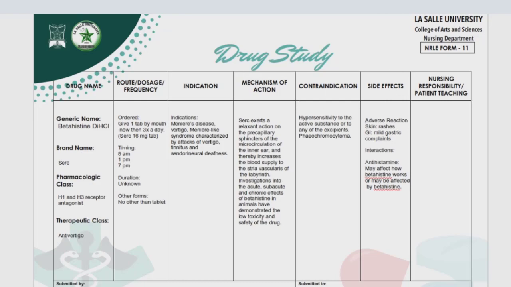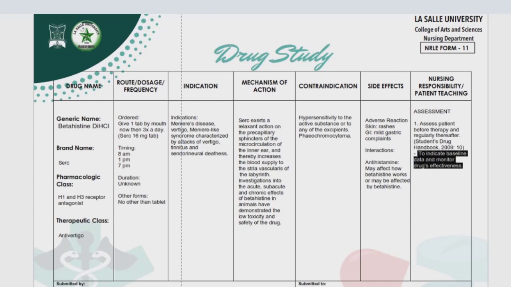For the side effects, we have adverse reaction, okay? Kani siya by system. For example, in the integumentary system, a patient may experience rashes; for the GI, mild gastric complaints or abdominal pain. And for the interaction, betahistine, pwede na siya mo-interact with the antihistamine.